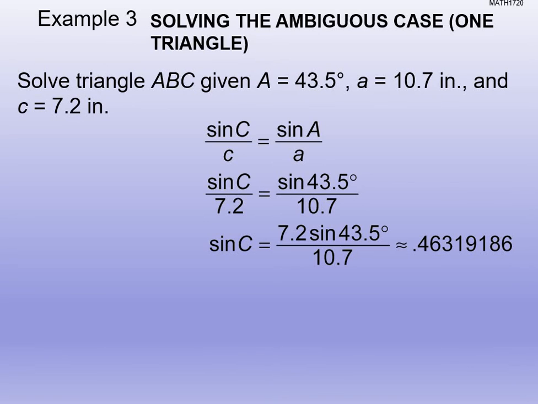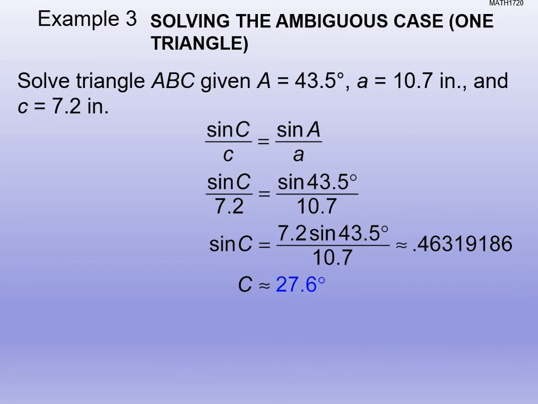So you're going to do sine inverse of 0.46319186. When you do that, you approximately get 27.6 degrees. Okay, so now we have to check and see if this makes two triangles. We know one works for sure. So you're going to have 180 minus 43.5 minus 27.6. That'll give you the missing B that we need.